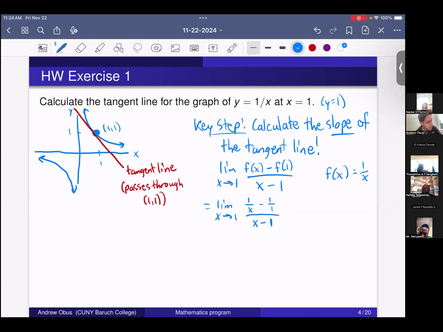Maybe I'll use some extra space here. The limit as x approaches 1 of 1 over x minus, well, instead of 1 over 1, we can write x over x, divided by x minus 1. And that we can write as the limit as x approaches 1 of 1 minus x over x, all divided by x minus 1. This is a little bit complicated, and if you plug in a 1 here, you're going to get 0 over 0. So what can we do to simplify this expression so that we can evaluate the limit?